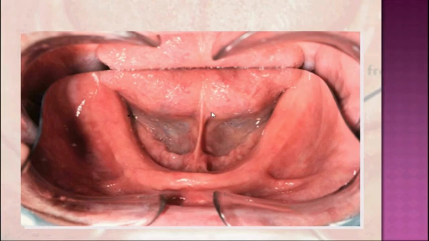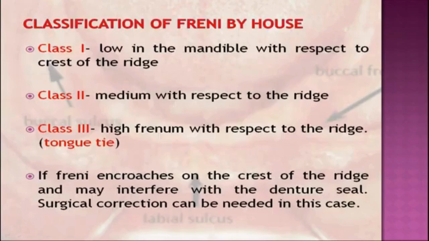Classification was given by House for the frenum depending on the attachment as class 1, class 2 and class 3. Class 1 is low in mandible with respect to the crest of the ridge. Class 2 is medium with respect to the ridge. And class 3 gives high frenum with respect to the ridge, or it is called a tongue tie.